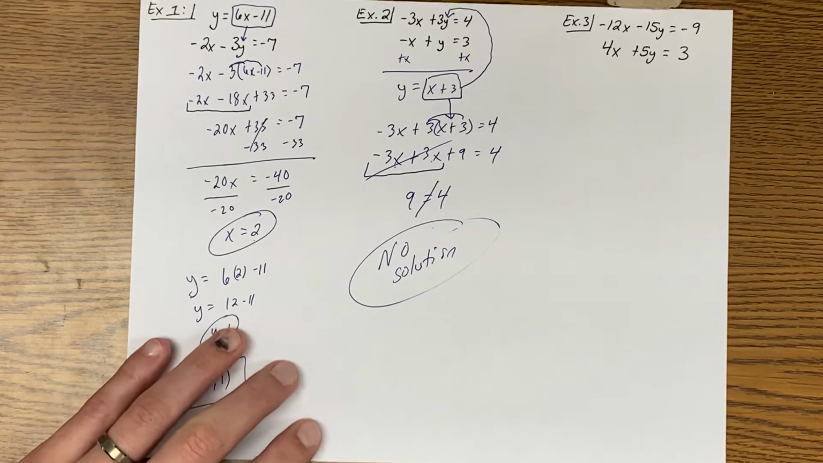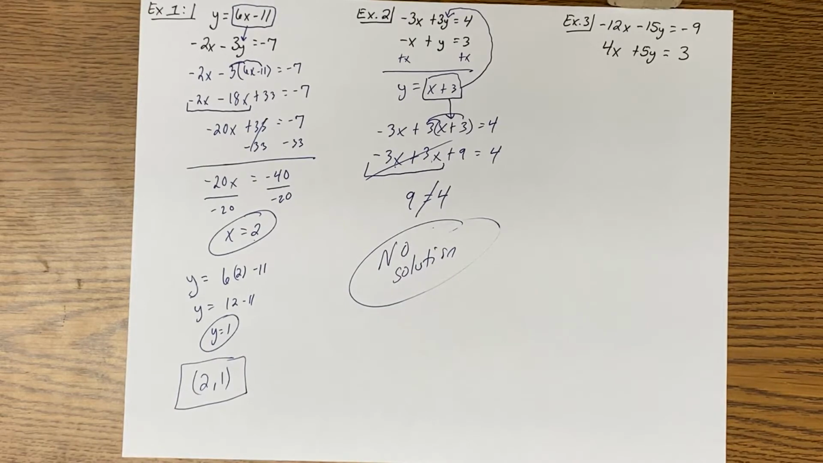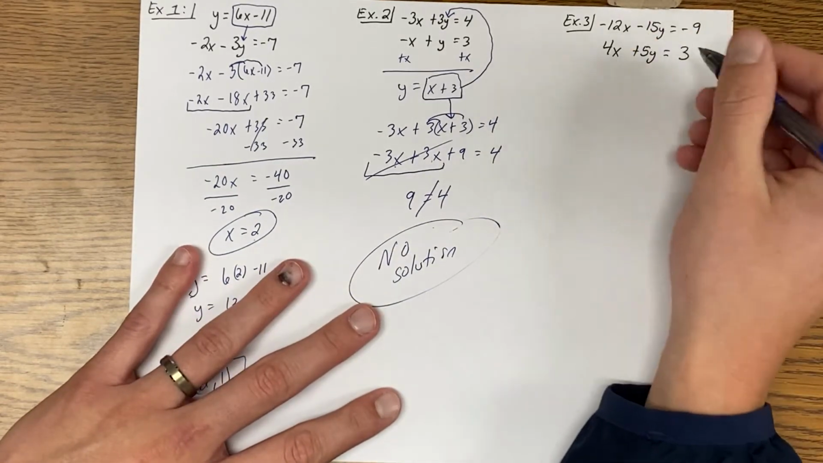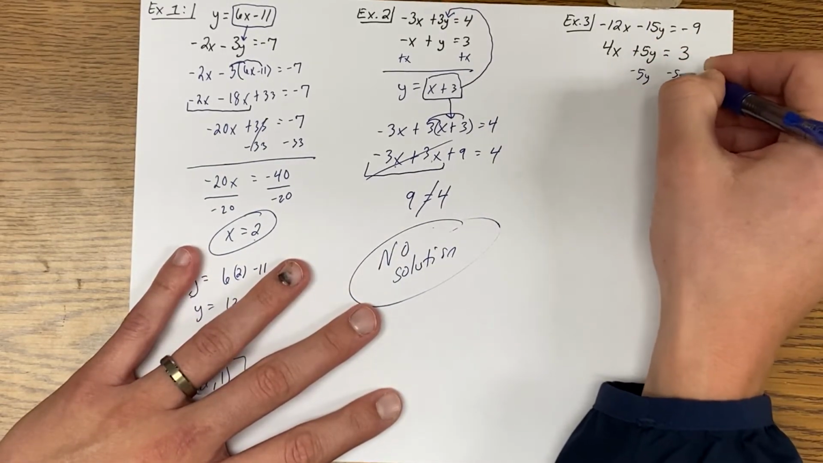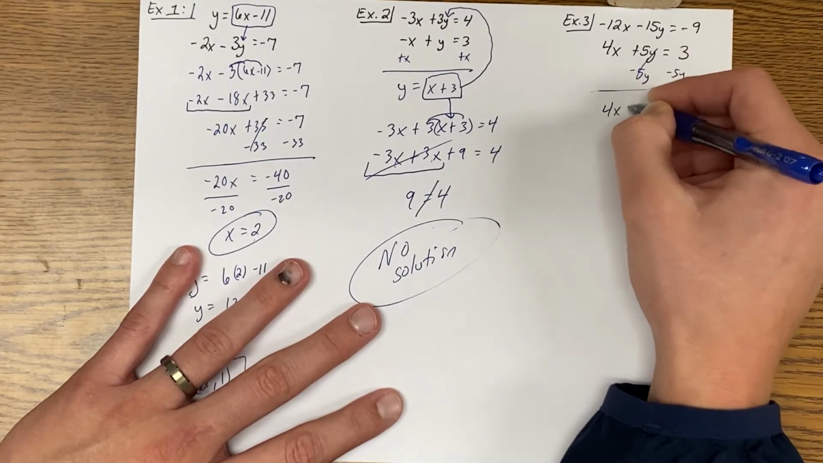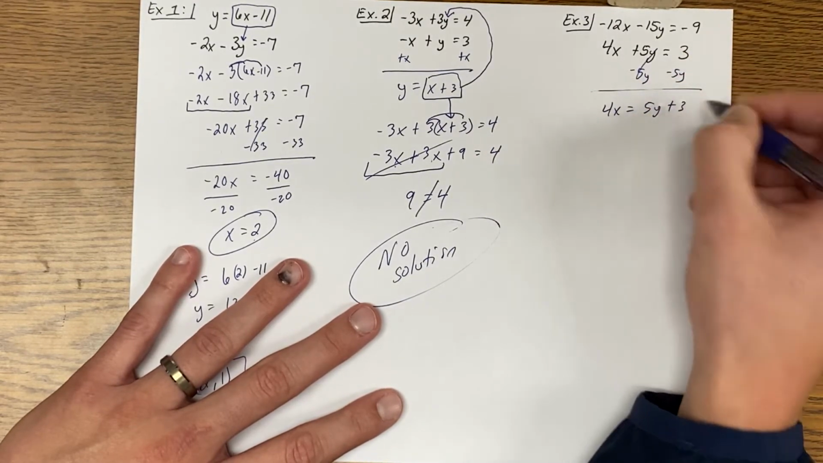The last one we're going to look at says negative 12x minus 15y equals negative 9, and 4x plus 5y equals 3. So in this case, it might not be a clear choice as to which equation to solve, but I'm going to go ahead and solve the second one. And let's solve the second equation for x, since we've solved for y in the first two equations. Okay, so if I want to solve for x, I'm going to try and get x equals. So I'm going to subtract 5y, so I get 4x equals 5y plus 3.